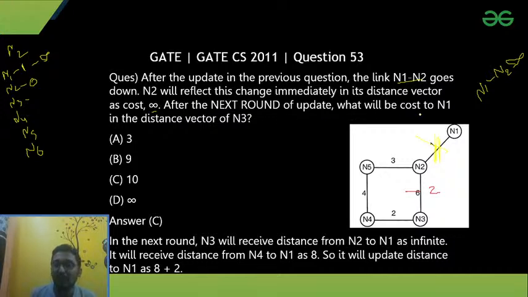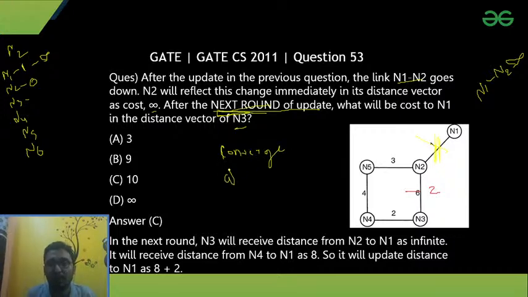After the next round of update, what will be the cost to N1 in the distance vector of N3? They are asking that after the next round of update, what will be the distance vector of N3? The thing to note here is that they are telling us after the next round of updates, they are not asking us after the convergence of the algorithm or after n minus 1 steps. If they ask us about convergence, that is after the algorithm converges or after n minus 1 steps, total number of nodes minus 1.